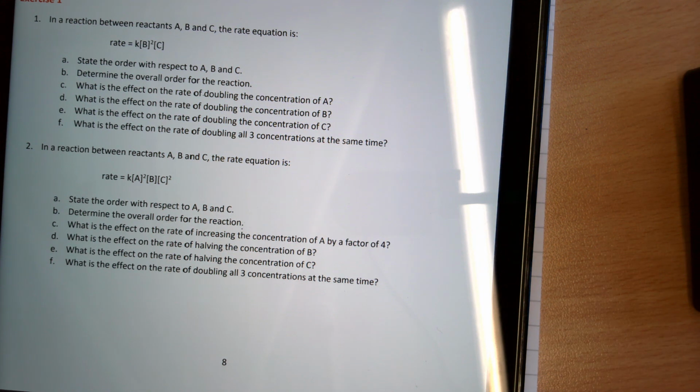In the next video we are going to have a look at k. We're going to look at what it is, where it comes from, why it's useful, and also how to calculate the units of k.